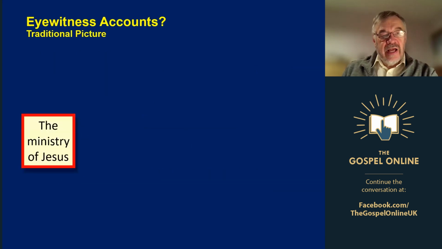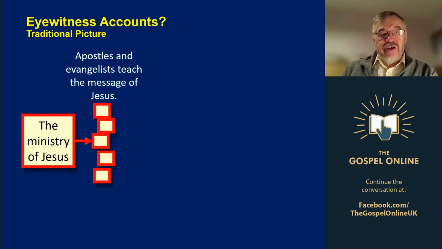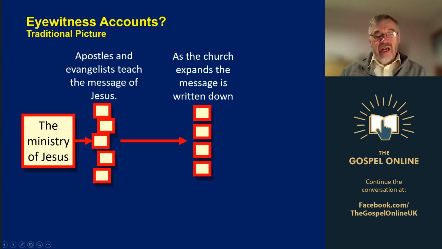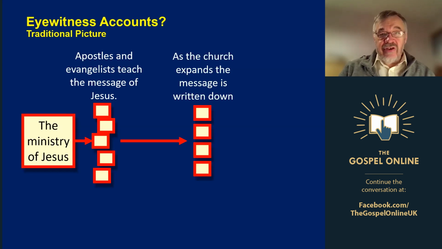So let's do a diagram. In the traditional picture, you've got the ministry of Jesus, and that's observed by various people, the evangelists, the apostles, who see what Jesus did, hear what Jesus said. They follow his teachings, and they have to go out and teach these to various different congregations. But as the church grows, it becomes harder and harder to get around all the congregations, and after a while they write the message down so that people can have an accurate record of what Jesus did or said, to stop the oral tradition from getting out of hand.